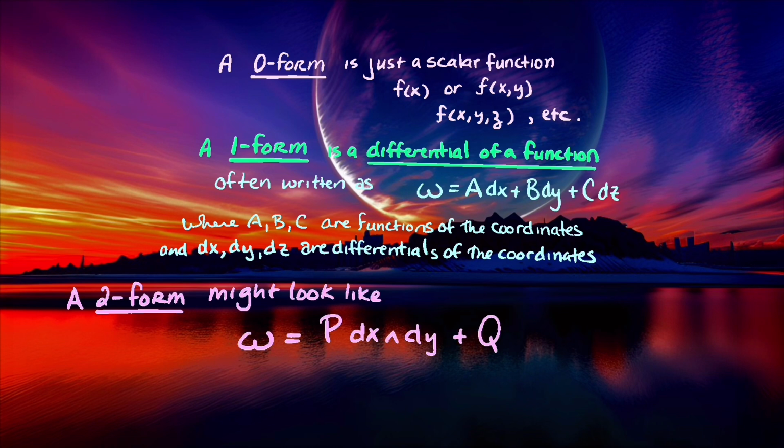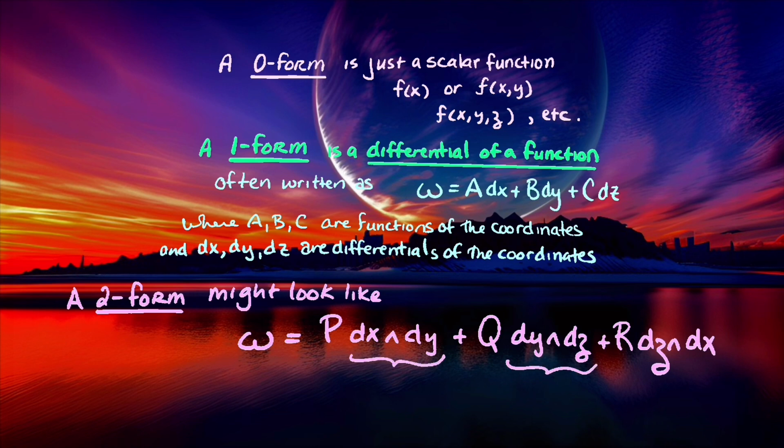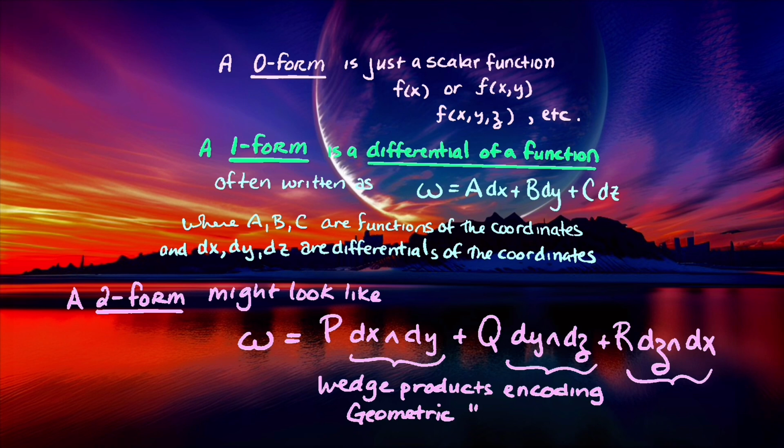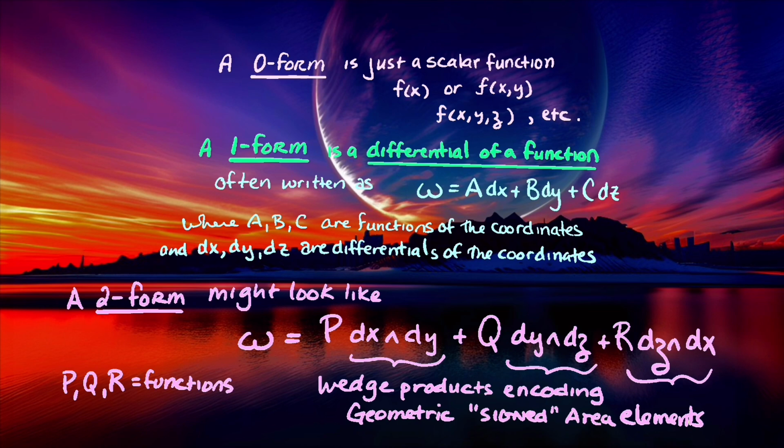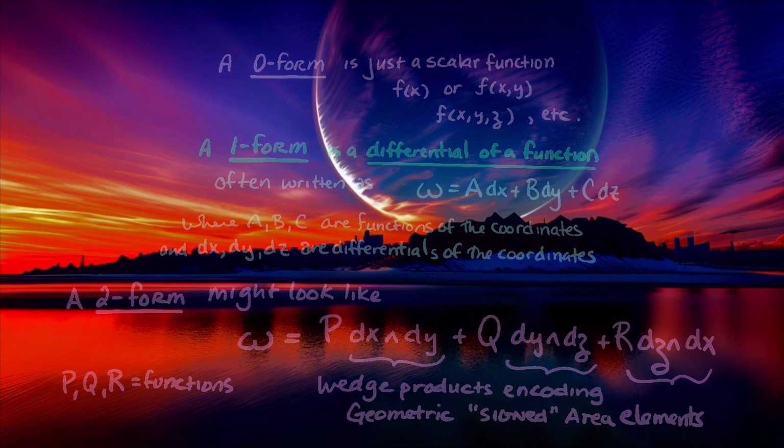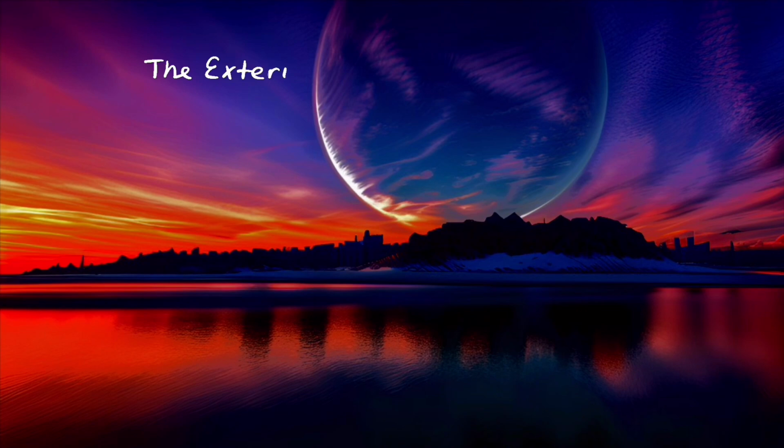Now, a two-form might look something like this. Omega is equal to p dx wedge dy, plus q dy wedge dz, plus r dz wedge dx. The wedge products encoding geometric signed area elements, and p, q, and r are functions. So we use the general omega notation for any type of differential k-form.